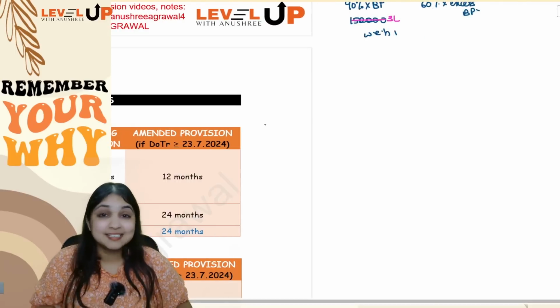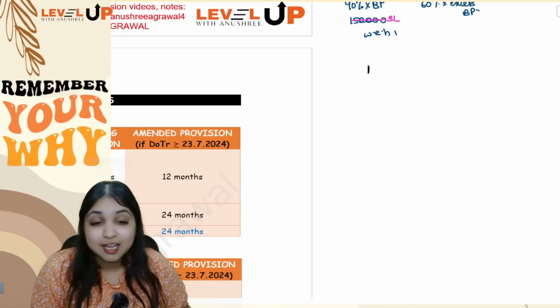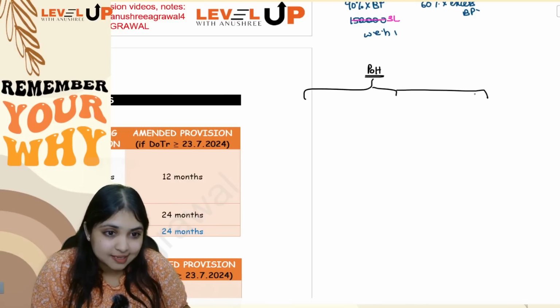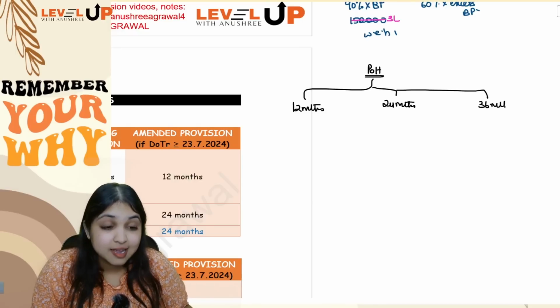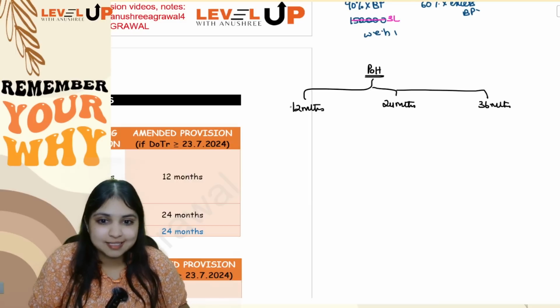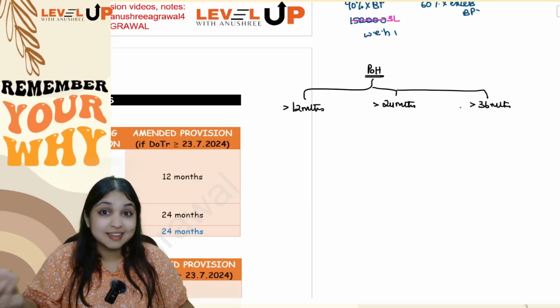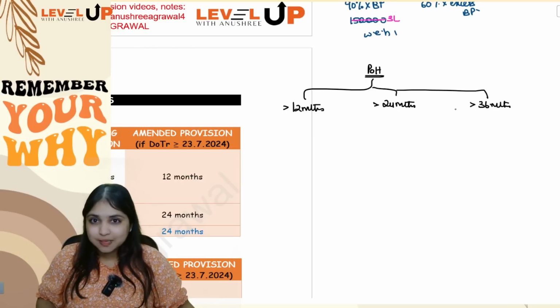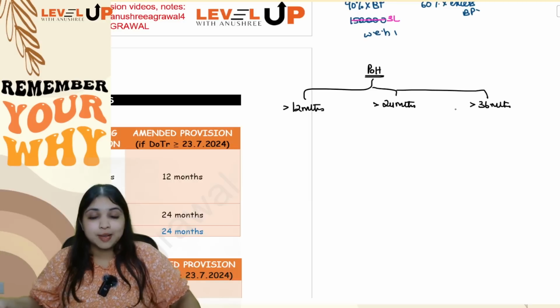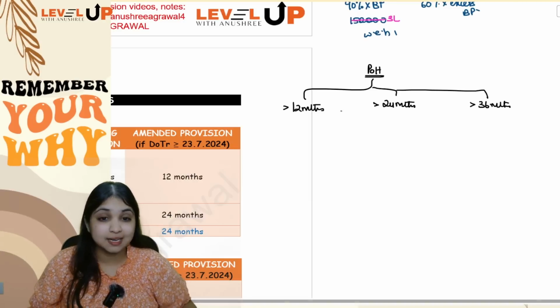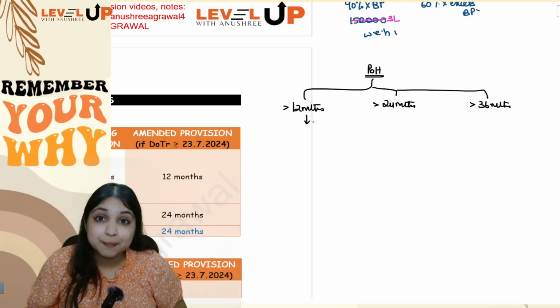Let's discuss what was the existing provision. With respect to period of holding, we had three relevant periods: 12 months, 24 months and 36 months. That is, if the assessee is holding the asset for more than 12 months, more than 24 months or more than 36 months, as the case may be, then it becomes a long-term capital asset. If it's up to 12, 24 or 36 months, then it becomes a short-term capital asset.